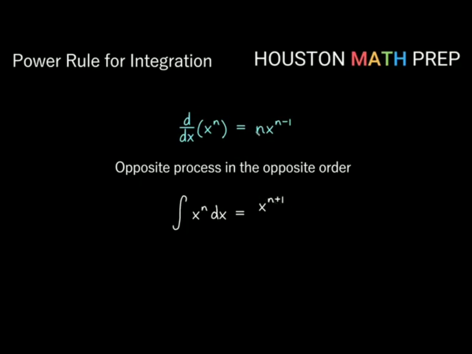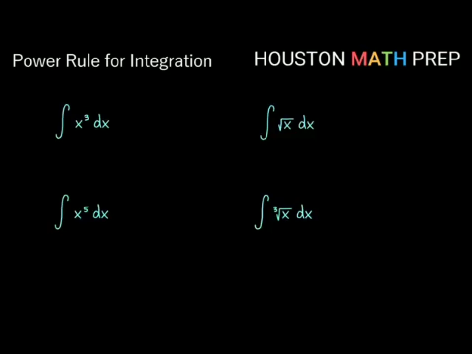And then instead of multiplying out front, we're going to actually divide. So we will divide by our new power, n plus 1. Our antiderivative formula for x to the n dx is x to the n plus 1 divided by n plus 1. And we always want to remember to include our constant of integration. Let's take a look at some examples here.